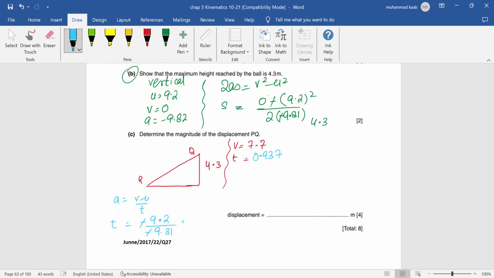So we have the speed, we have the time. We can use them to find the distance by using speed is equal to distance upon time. So speed we have 7.7, time we have 0.937. How much? 7.214. Okay. So just square both the values and root it, you'll get the displacement.